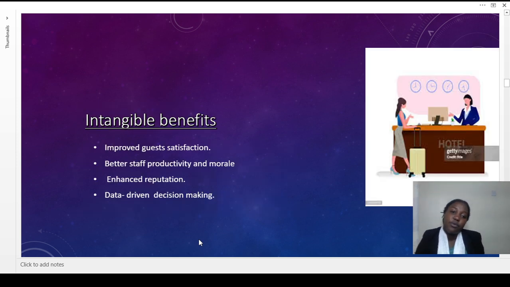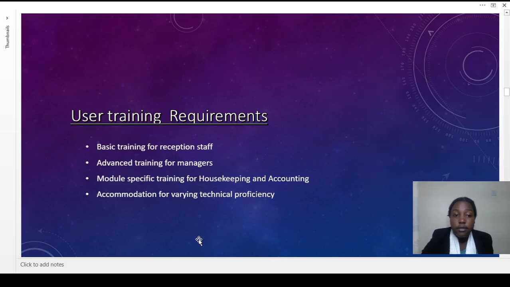Some of our intangible benefits, we have improved guest satisfaction since most people are satisfied by the fact that there is less time spent at the reception. There is better staff productivity and morale since payments and everything are processed on time. There is enhanced reputation of the hotel. There's data-driven decision making since every decision can be made on your phone.